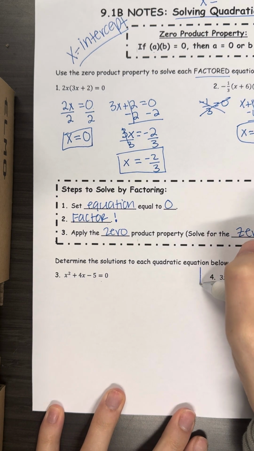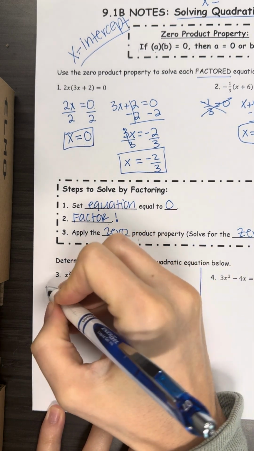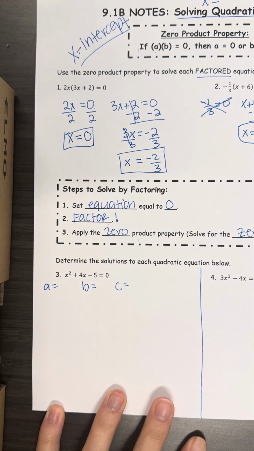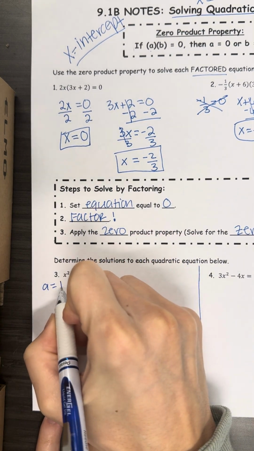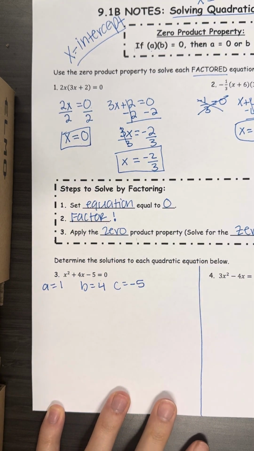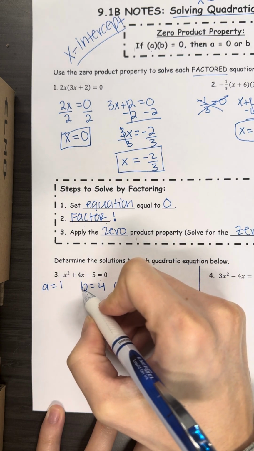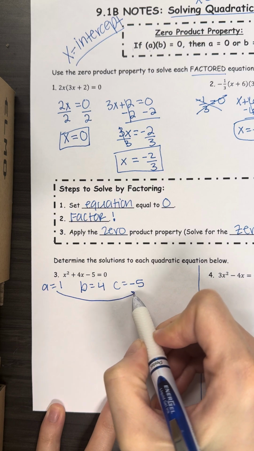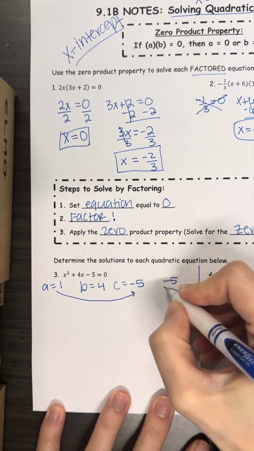In order to factor, I'm going to have to do A equals, B equals, and C equals. My A is 1, my B is 4, and my C is negative 5. Okay, this is kind of just a little refresher if you don't remember how to factor. Now 1 times negative 5 is going to give me negative 5.